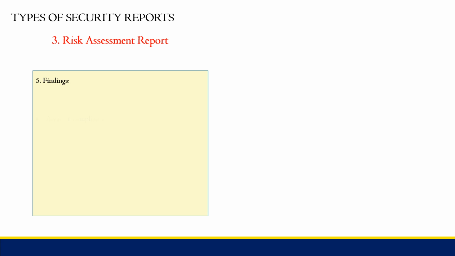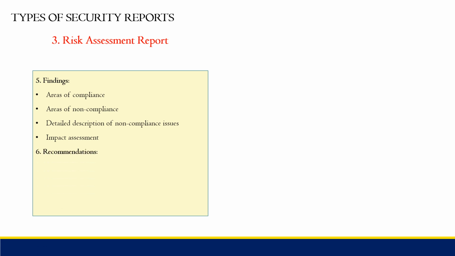Five, findings: areas of compliance, areas of non-compliance, detailed description of non-compliance issues, impact assessments, and 6, recommendations, which will recommend specific actions to achieve compliance. Prioritization of efforts, suggested timeline for compliance.